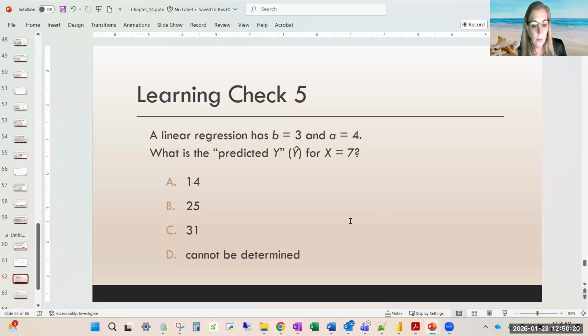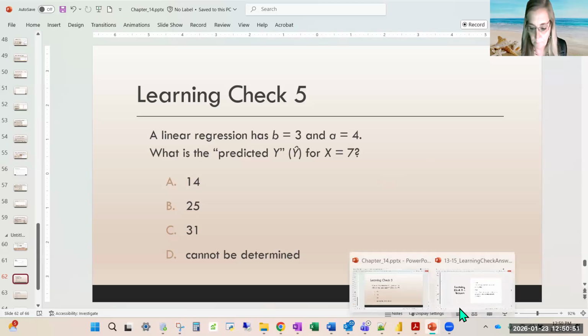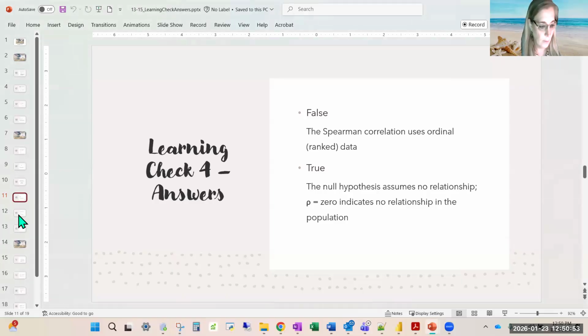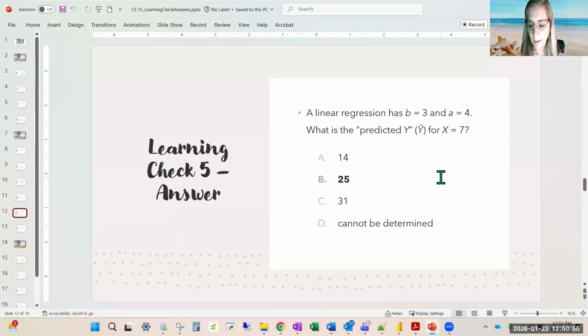All right, let's do a learning check. Let's say you have a linear regression that has V equals 3 and A equals 4. What's the predicted value for Y? Remember, that's Y hat for a score of 7. Ooh, that's an interesting one. If you take that equation and plug in the numbers provided, if you remember what the equation was, you should be able to find the result. And it would be 25.